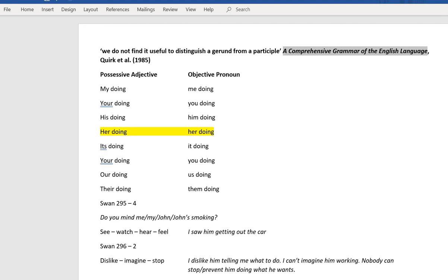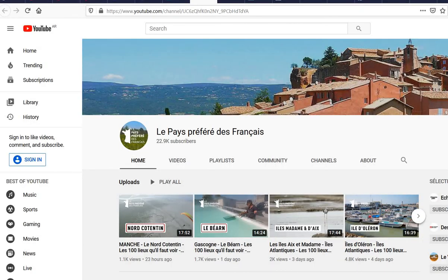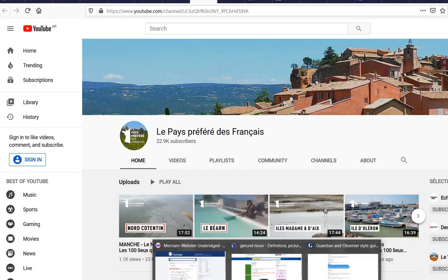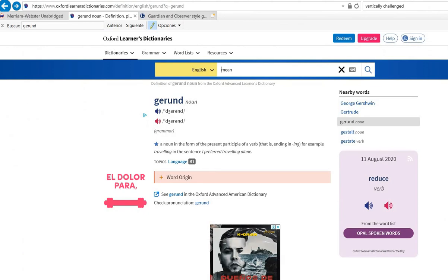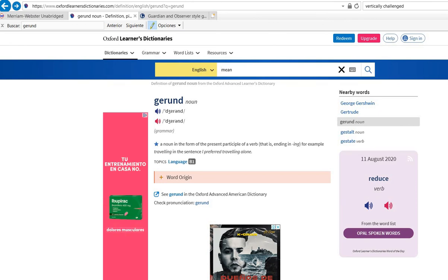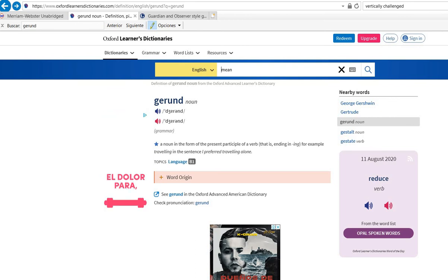Well, at one point in their book, A Comprehensive Grammar of English, which I strongly recommend, even though it's a bit dated, very thick book, it's not useful to distinguish between one and the other, right? It can be a very problematic area, right? So a gerund would be, in this case, I prefer traveling alone.